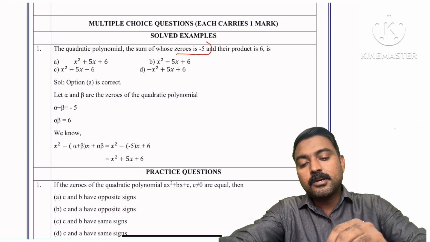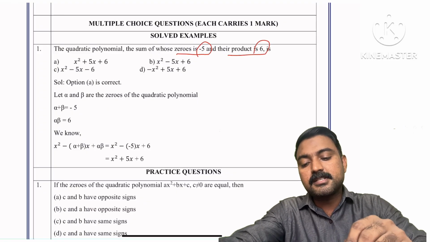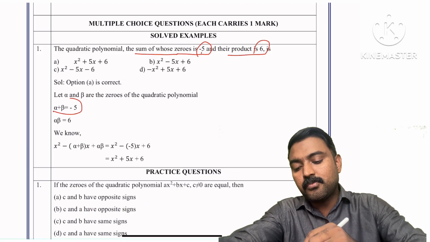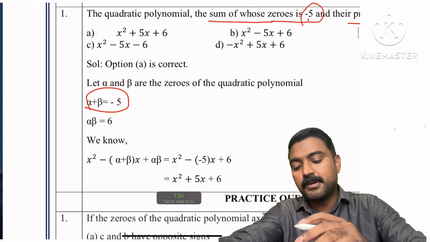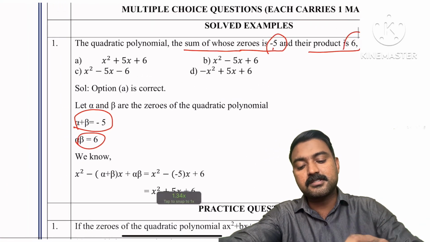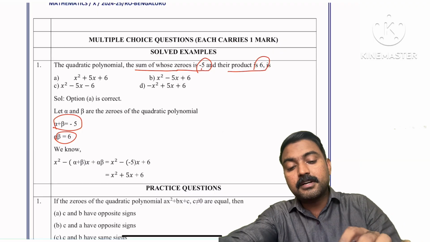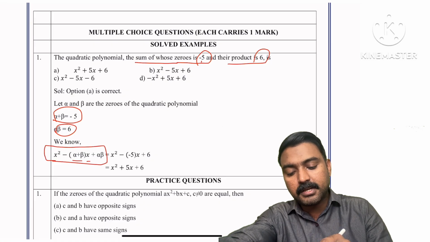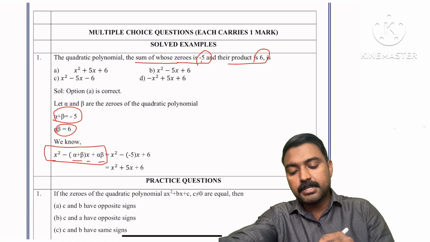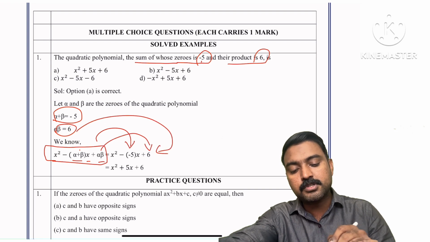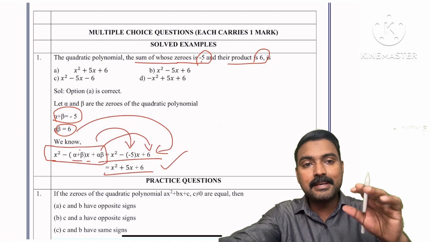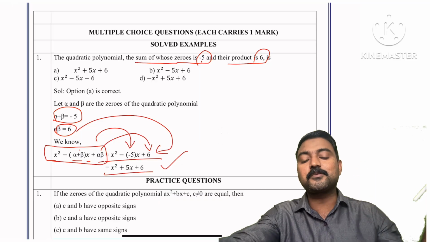We can see the sum of zeros is minus 5. Their product is 6. So for the quadratic polynomial, the sum of zeros, alpha plus beta, is equal to minus 5 and the product, alpha beta, is equal to 6. Now one shortcut equation to make the quadratic polynomial is x square minus of alpha plus beta into x plus alpha beta. In this equation, in the alpha plus beta place we can give the sum and in the alpha beta place we can give the product given in the question. So we get the quadratic polynomial x square plus 5x plus 6. This is the easiest method of making a quadratic polynomial by using the zeros of the given polynomial.